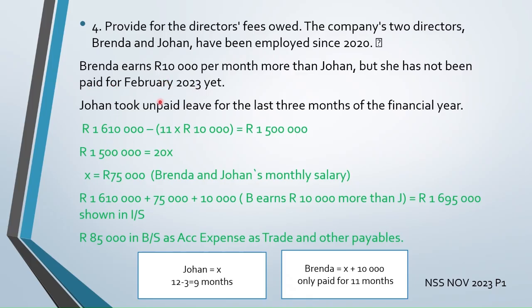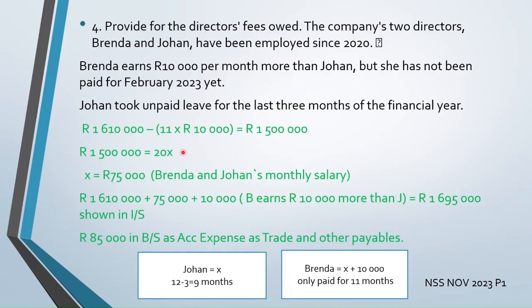And Johan took unpaid leave for the last 3 months of the financial year. So make Johan X, and he has only been on leave for the last 3 months, so he has only received money for 9 months. So the money shown in the information is 1,610,000. This amount is for 20 months, but with the increase, Brenda's increase, that she's been paid more than Johan.